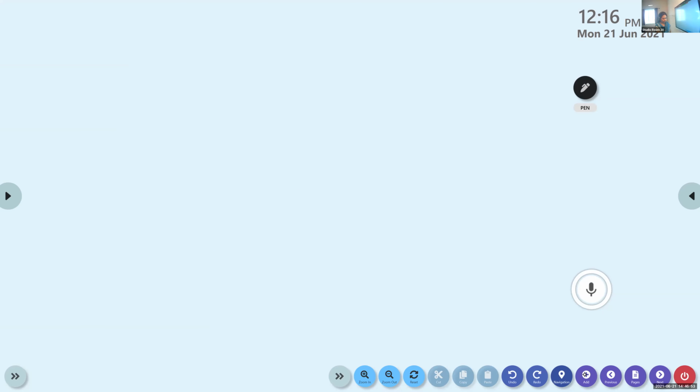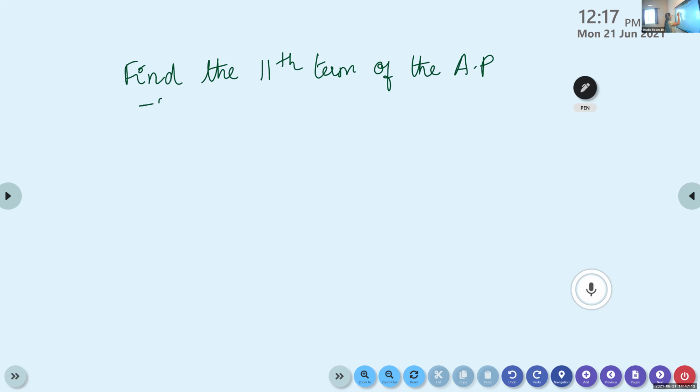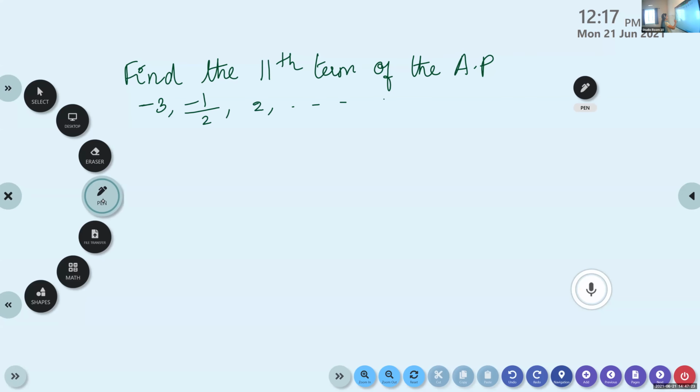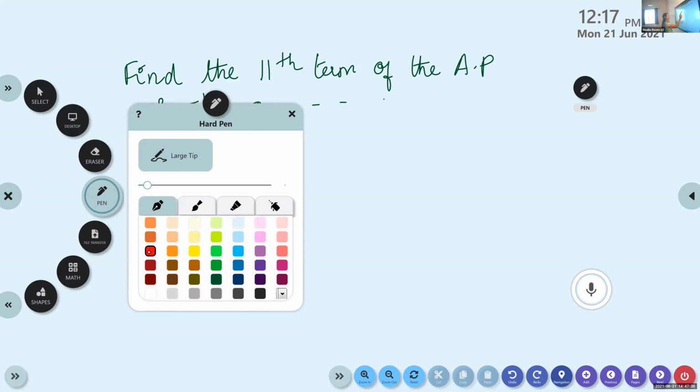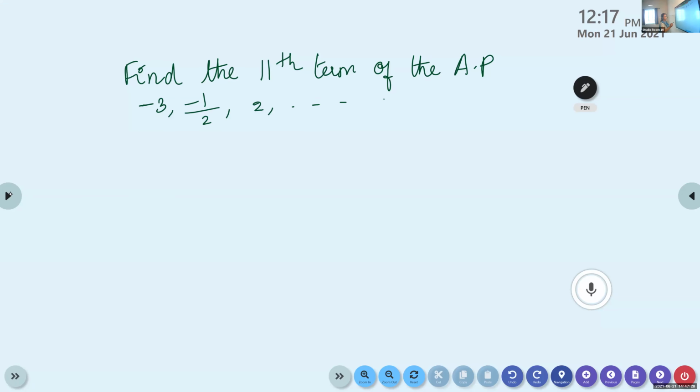Write the next one. Find the 11th term of the AP: minus 3, comma, minus 1 by 2, comma, 2, etc. Find the 11th term of the AP.